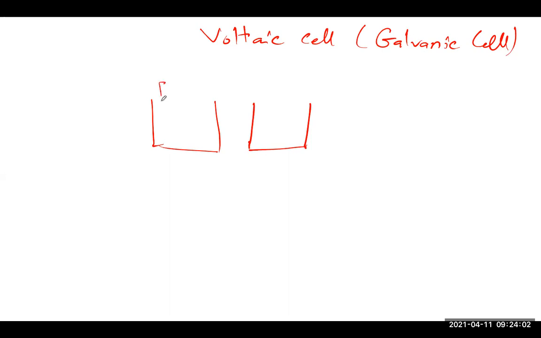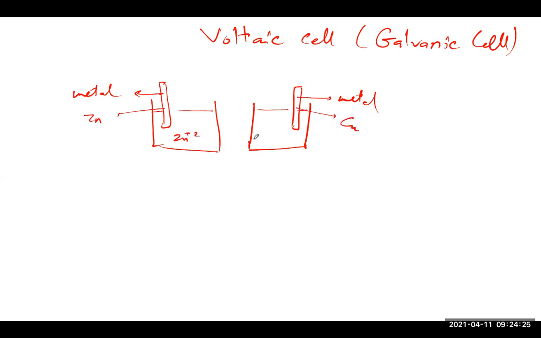Each compartment consists of an electrode. This is just a metal, and this metal is an electrode. So we have two metals, one in each compartment. This metal is immersed in a solution of the metal. So if I take Zn, here we will have a solution of Zn. If we have Cu, we will have a solution of Cu here.